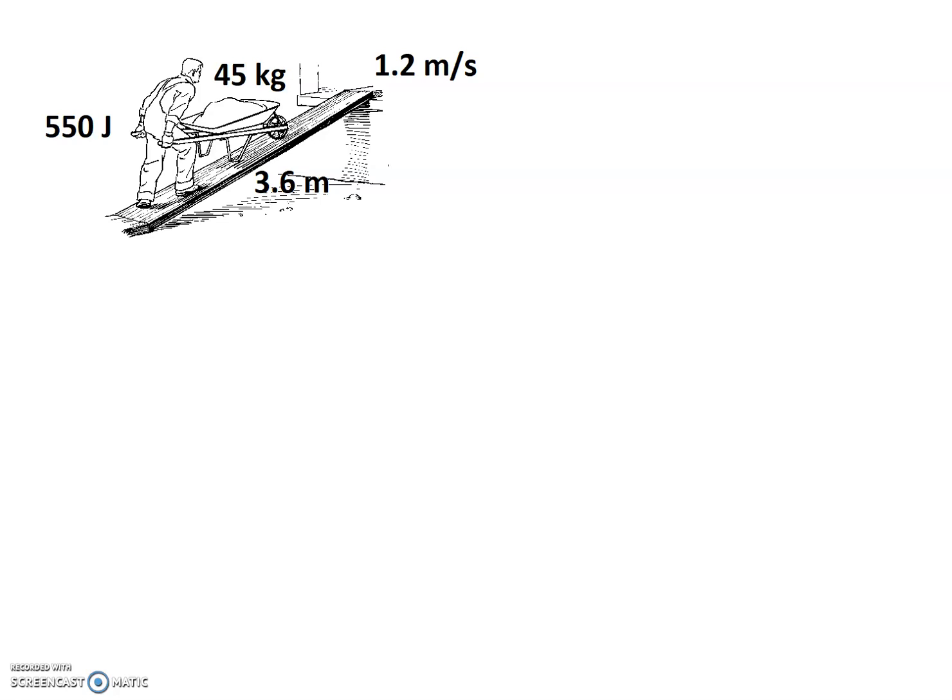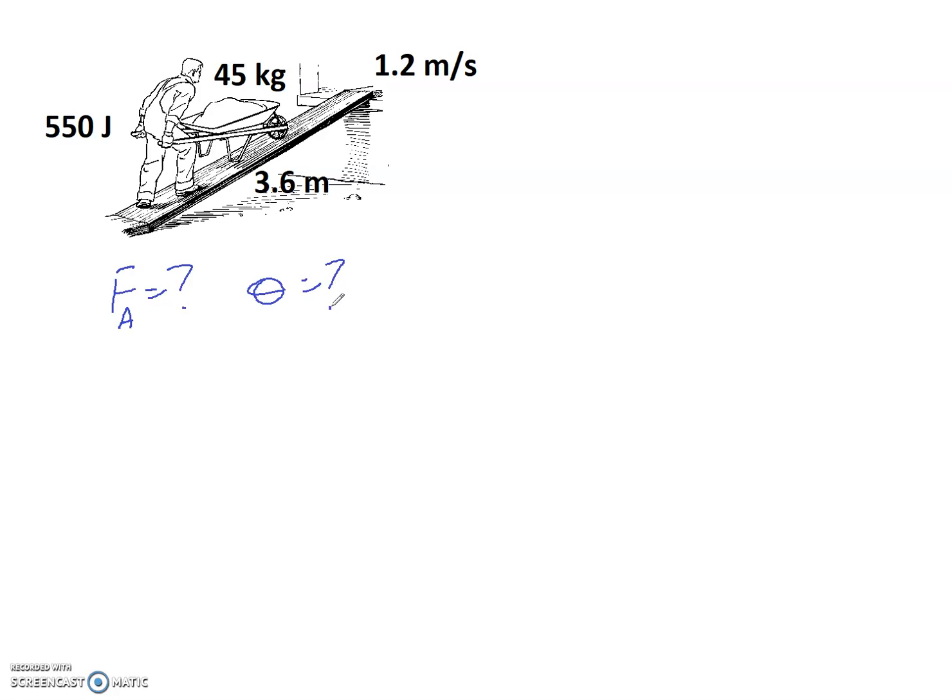Okay, so we're going to look at a really classic work and energy type scenario with a guy pushing a wheelbarrow up a ramp. It's a 45 kilogram wheelbarrow, 3.6 meter long ramp, starts at rest at the bottom, reaches 1.2 meters per second at the top, and he does 550 joules. So we're going to see if we can find a couple things. We're going to see if we can find out how much force he's actually using, which will be his applied force, and we're going to see if we can find the angle of the ramp.